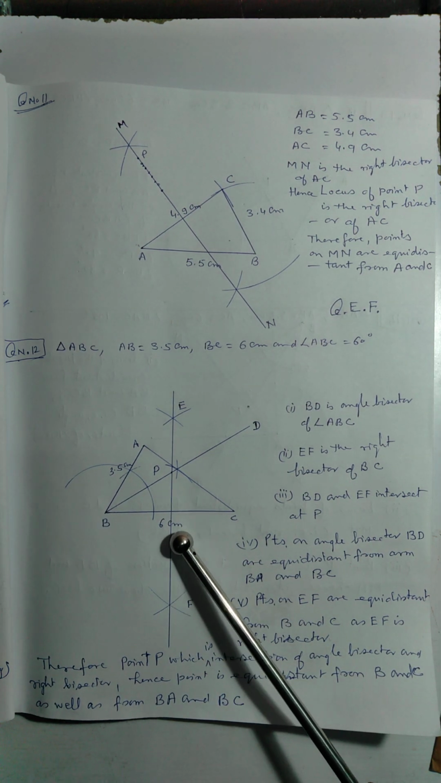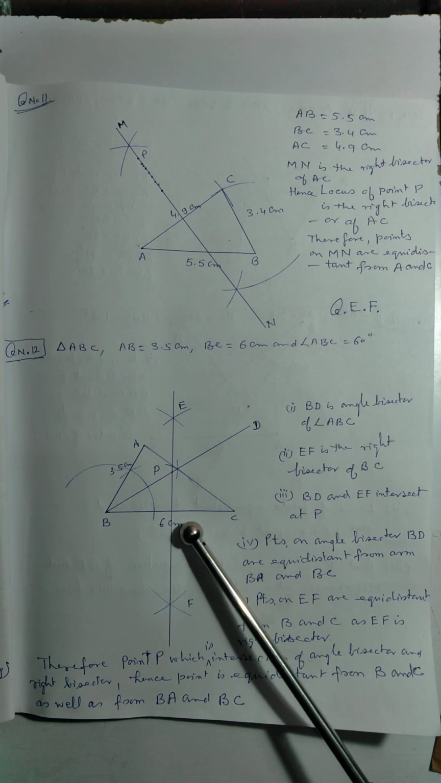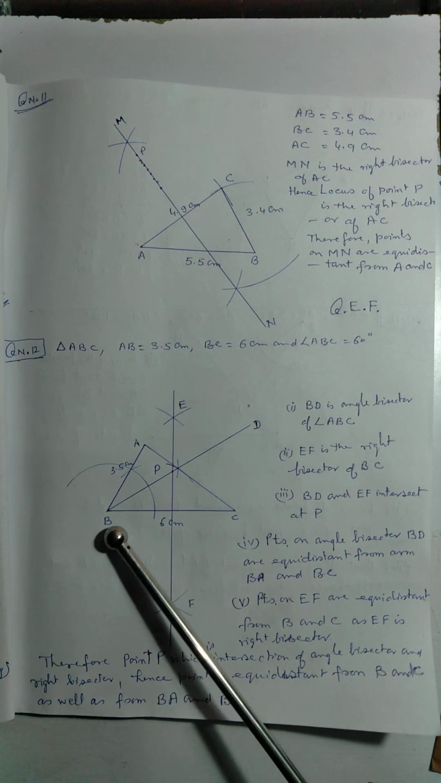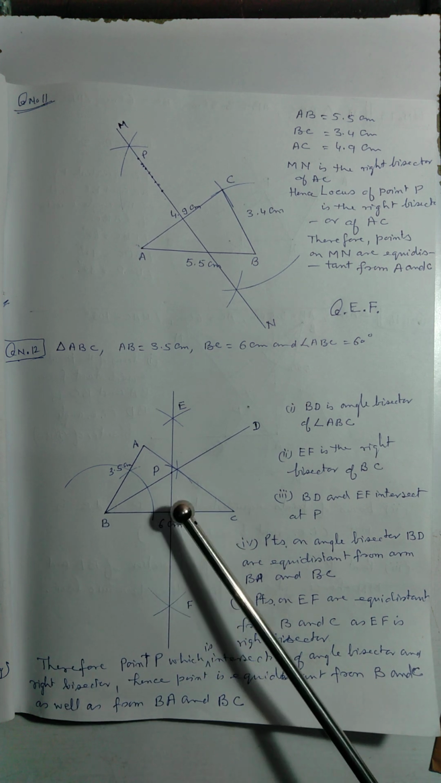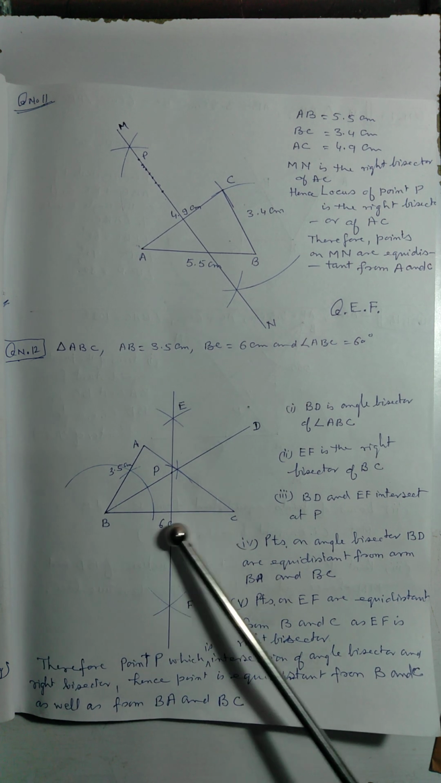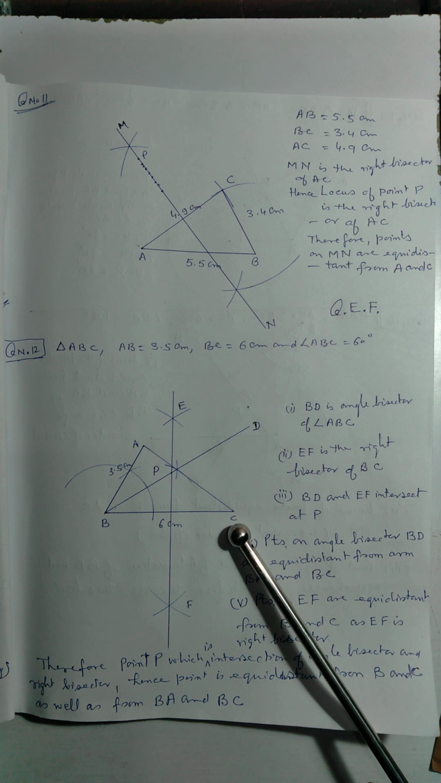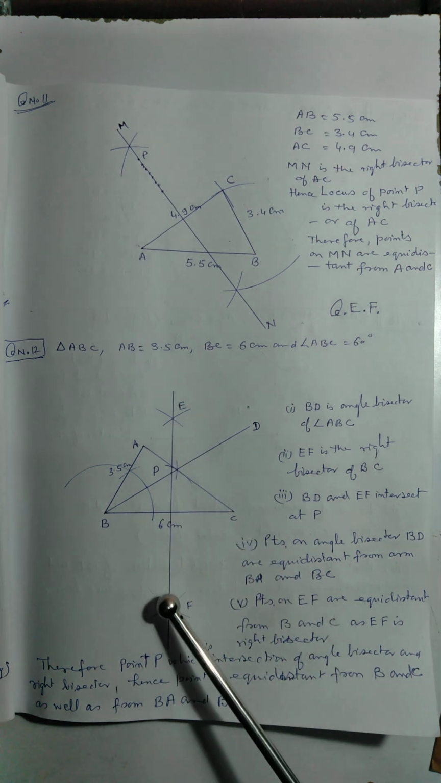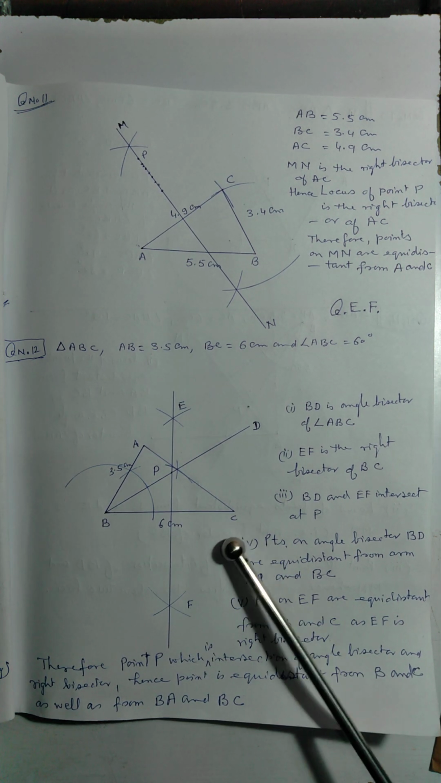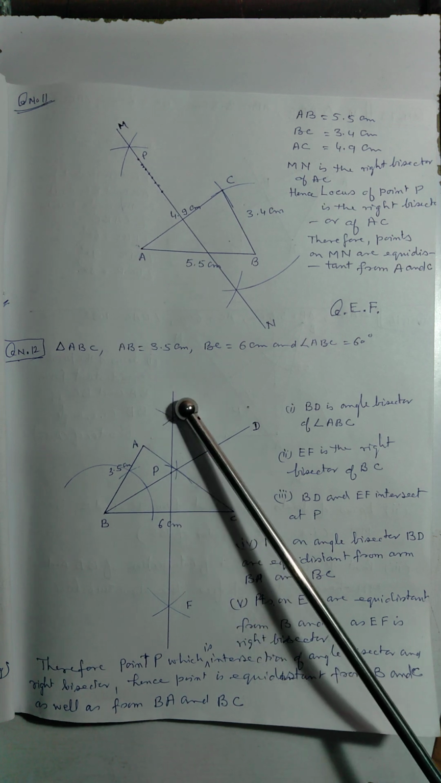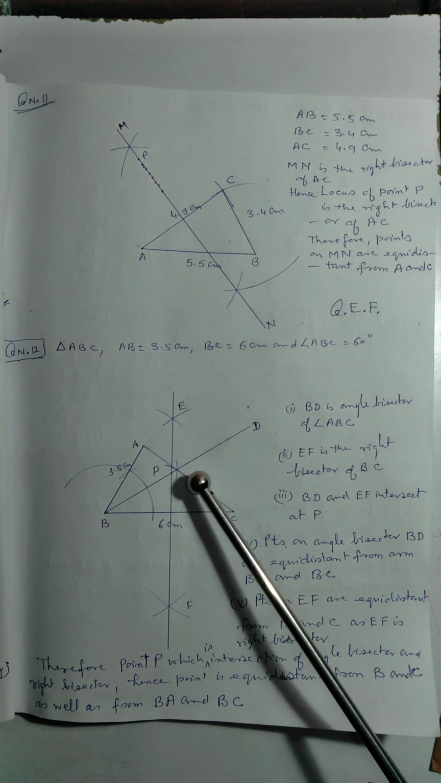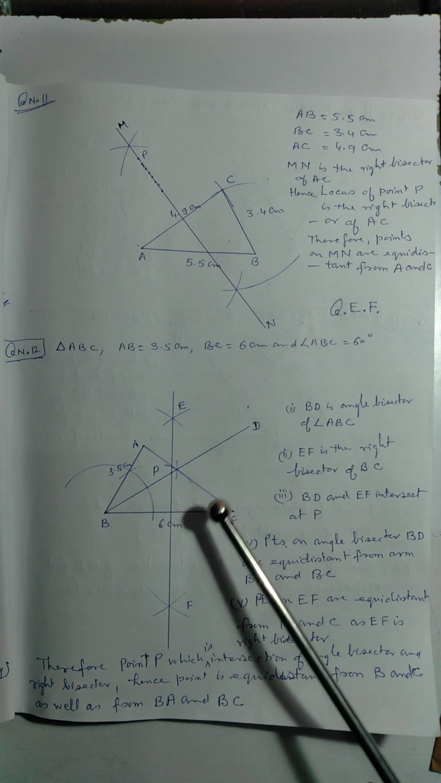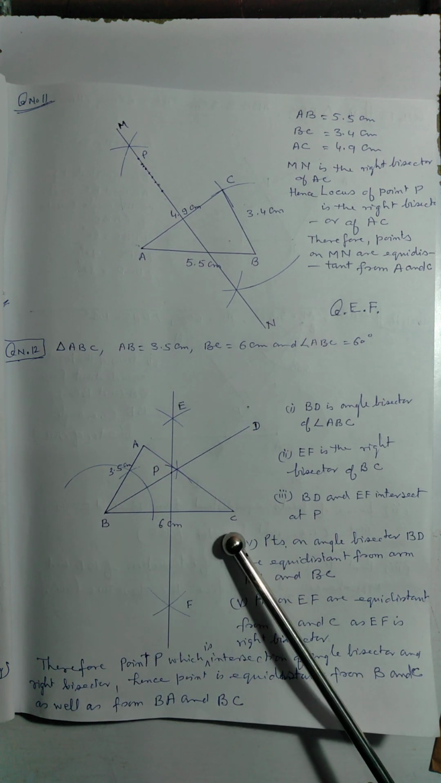Now again we have to find the locus of points which are equidistant from B and C. For that I have drawn the right bisector of BC, that is EF is the right bisector of BC. Hence the points that lie on EF are equidistant from B and C.